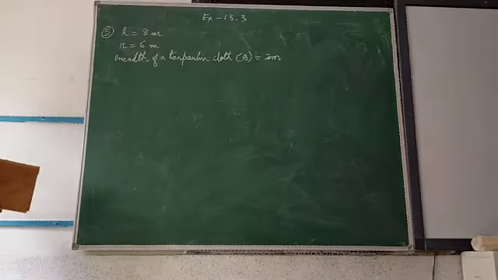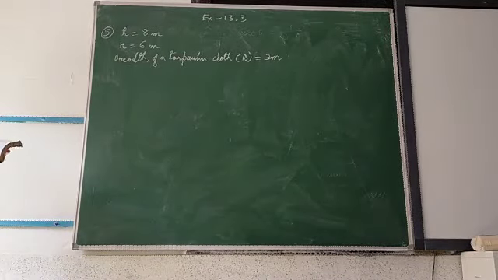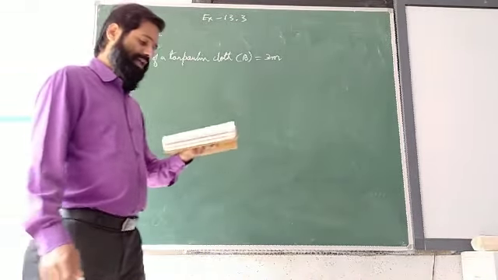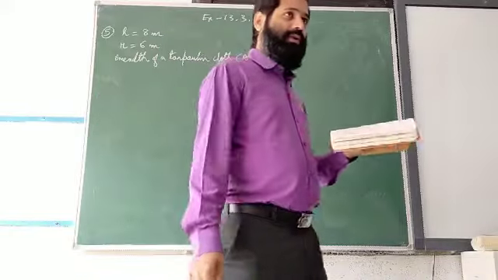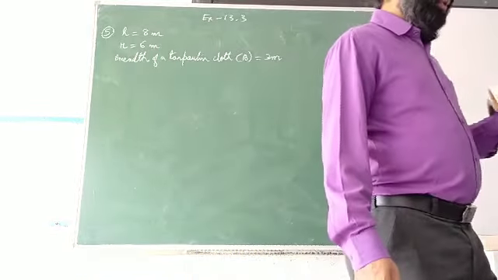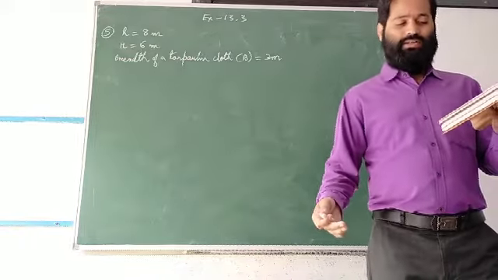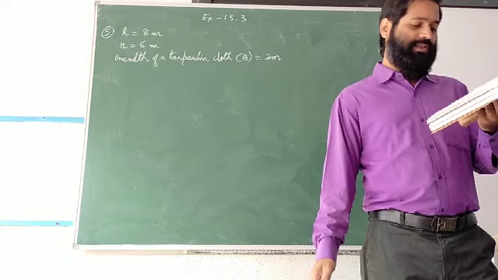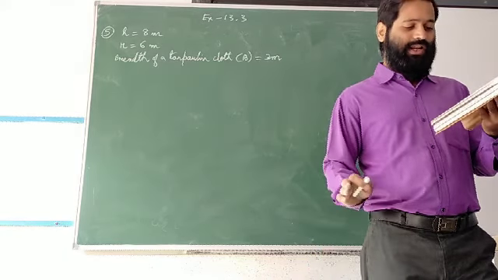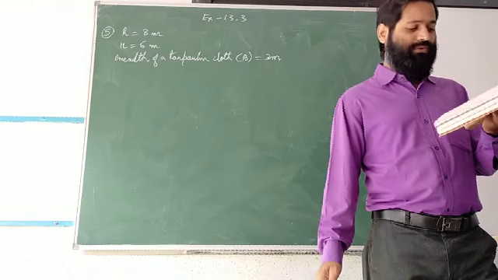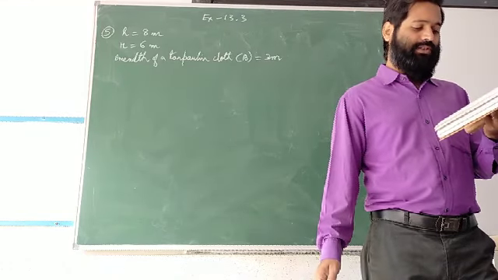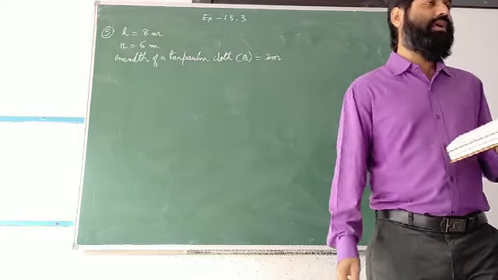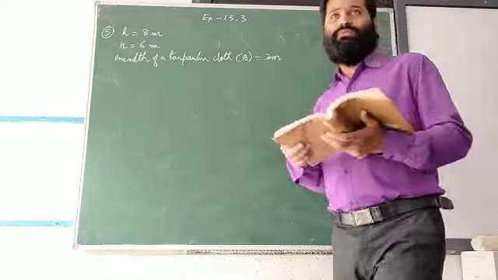I'm reading the question once again. What length of tarpaulin 3 meter wide will be required to make a conical tent of height 8 meter and base radius 6 meter? Assume that the extra length of material that will be required for stitching, margin and wastage in cutting is approximately 20 centimeter. Take pi as 3.14.